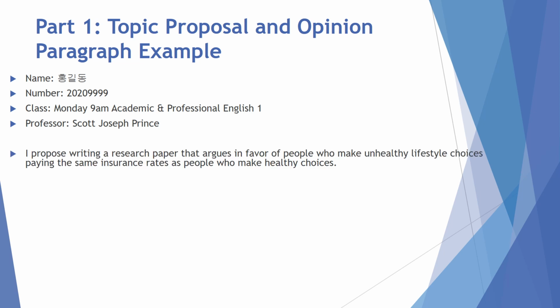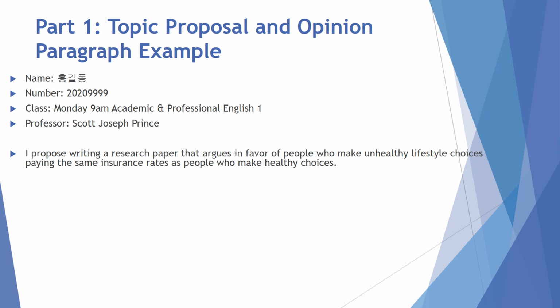Right, so this is the first part. This is a sentence. This is the proposal. I propose. Propose means my intention. I propose writing a research paper that argues in favor of people who make unhealthy lifestyle choices, paying the same insurance rates as people who make healthy choices. Right, now these topics are not simple, so you've got to be careful. But this is an example of a proposal for a research paper, and that is the topic.